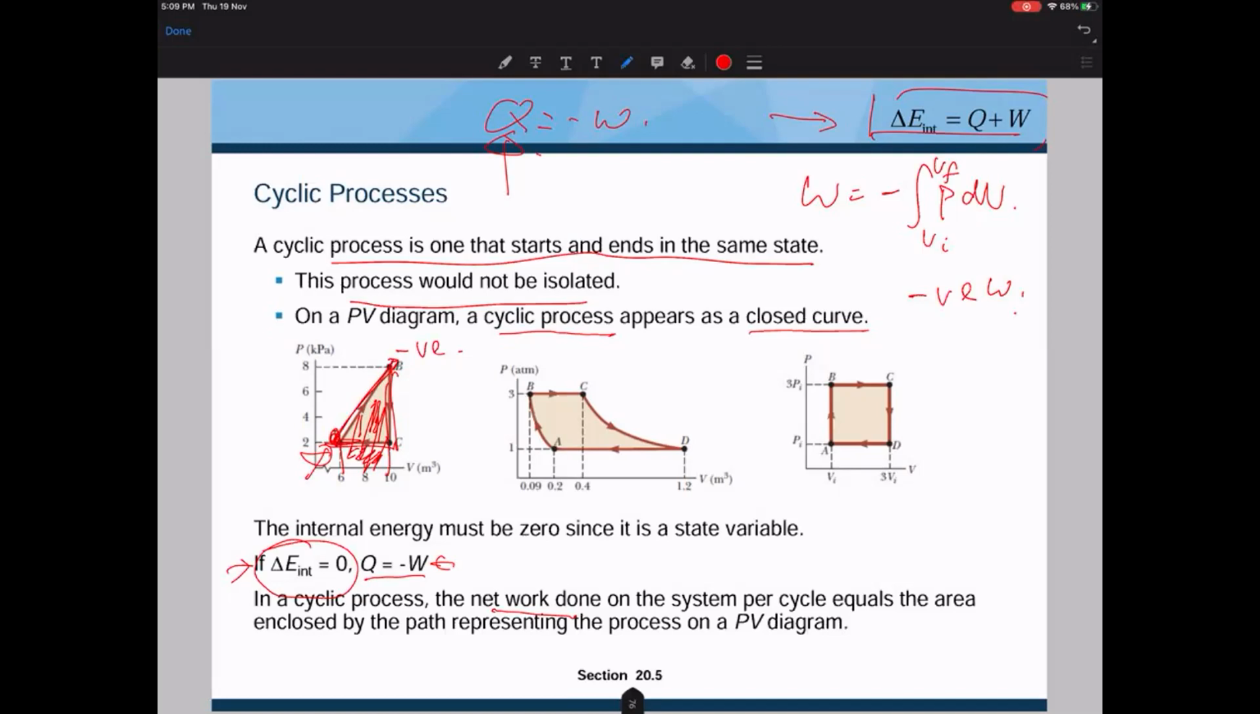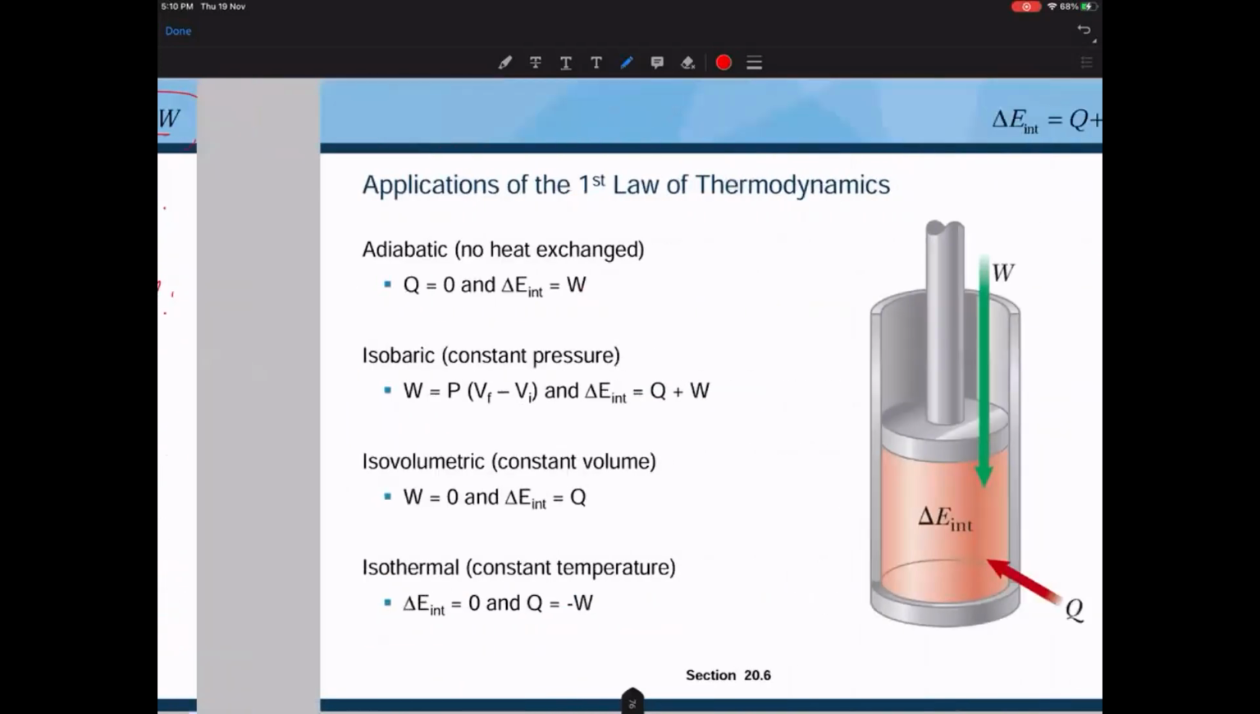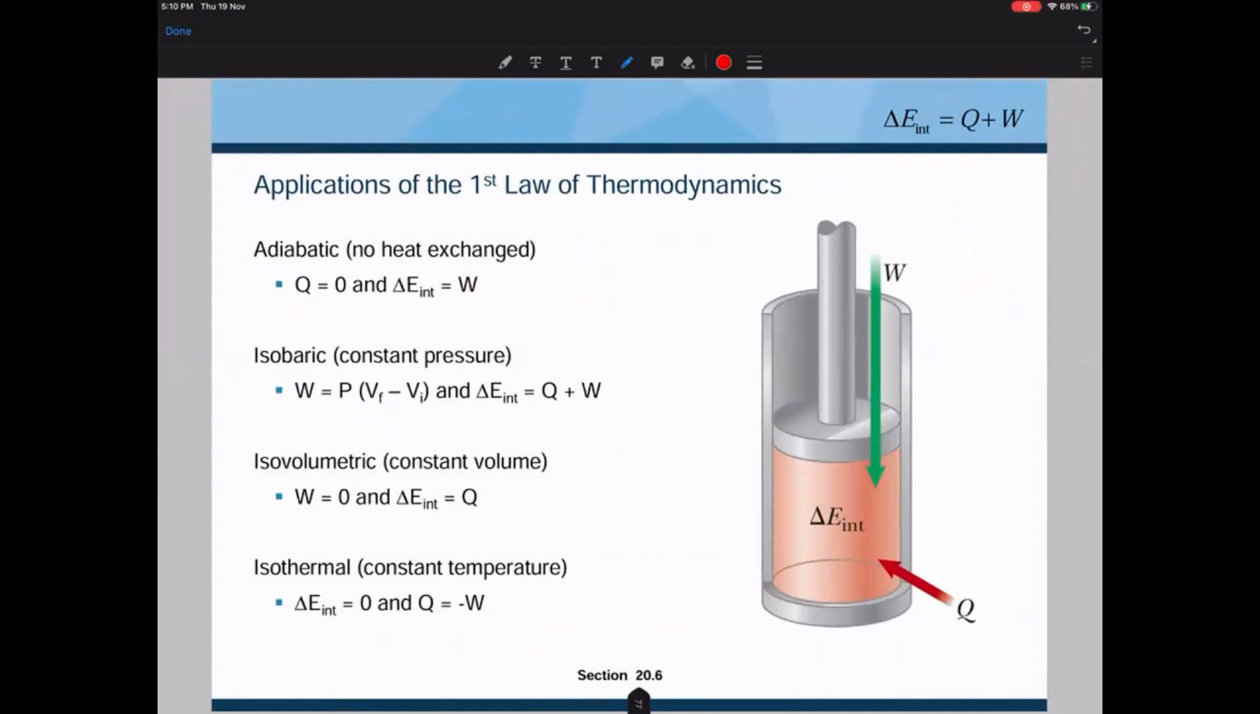So in a cyclic process, the net work done per cycle is equal to the area enclosed by the PV diagram. The net work done over one cycle is equal to the area enclosed by the PV diagram. So that is the physical meaning of the PV diagram in a cyclic process. But of course, we are jumping steps.